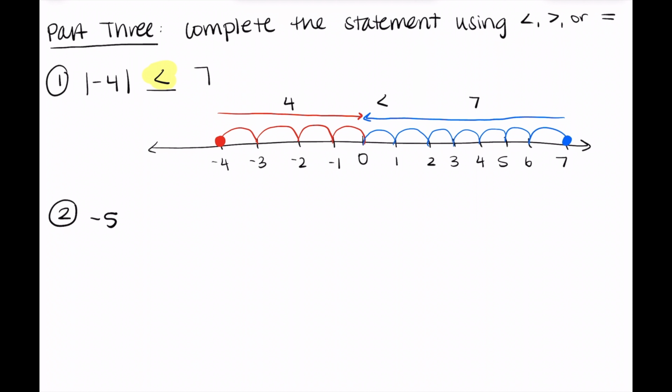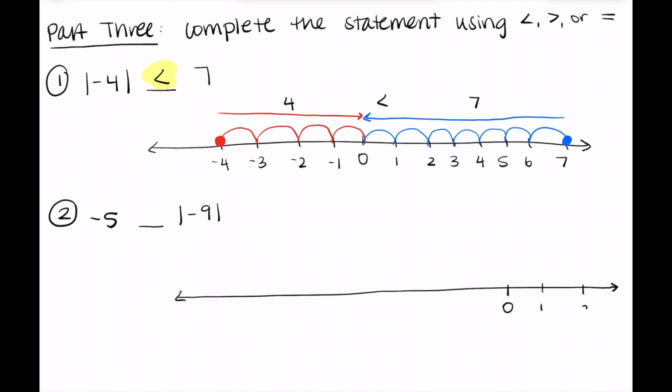For number 2, we have negative 5, and we're comparing that to the absolute value of negative 9. So same as the last problem, we're going to draw out our number line. Both of our numbers here are negative, so I'm going to have my 0 a little bit more on the right. I'm going to make sure that I label the negative 5 and the negative 9. So we're going to start out with the negative 5. Negative 5 is 5 units to the left of 0, right? So that would mean that it's negative 5.